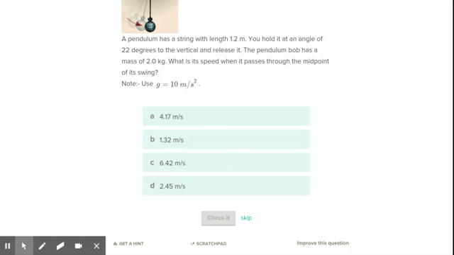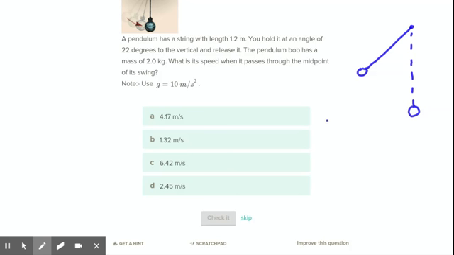Okay. So let's just draw a picture, then you will see how it goes. So this is the pendulum. All right. And then it will go through the midpoint. Right? And you are looking for the speed.